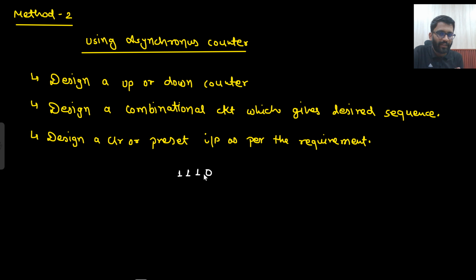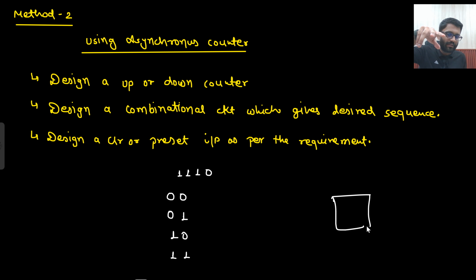Now let's say I have an up counter of 2 bits, starting from 0 0. Then it will go to 0 1, then to 1 0, and then to 1 1. This is the up counter. There will be a 2-bit output: 0 0, 0 1, 1 0, 1 1. Whenever you get 0 0 output, I will design a combinational circuit here, and this will be my final output. So whenever I get 0 0 here, this should give me 1.